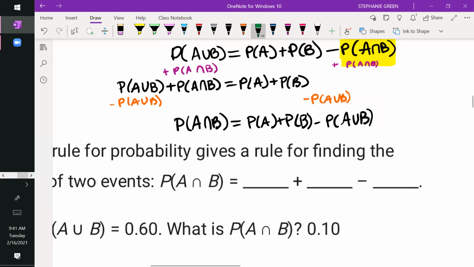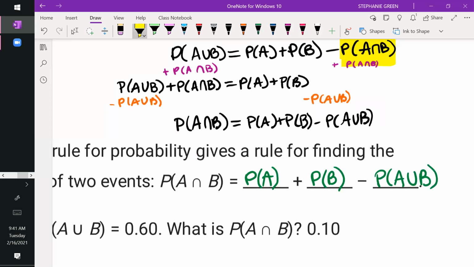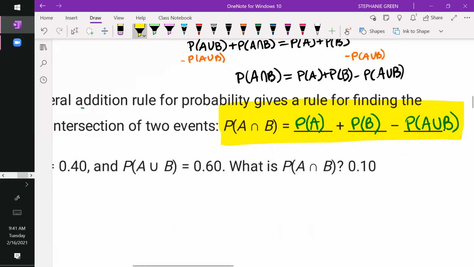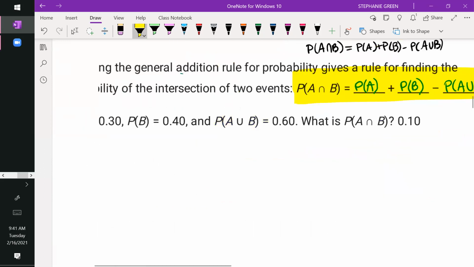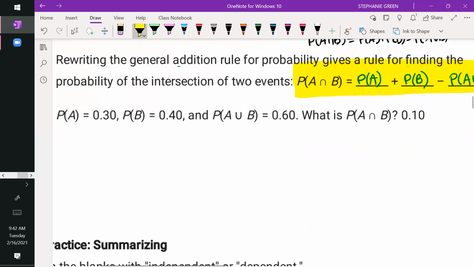The probability of A intersect B is the probability of A plus the probability of B minus the probability of their union. Okay, so basically the union and the intersection have the same relationship. So let's go ahead and use that formula to calculate this combined probability.